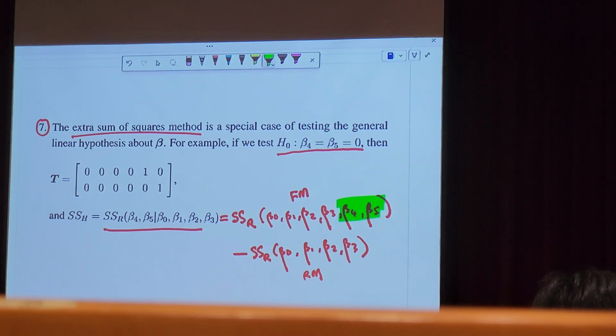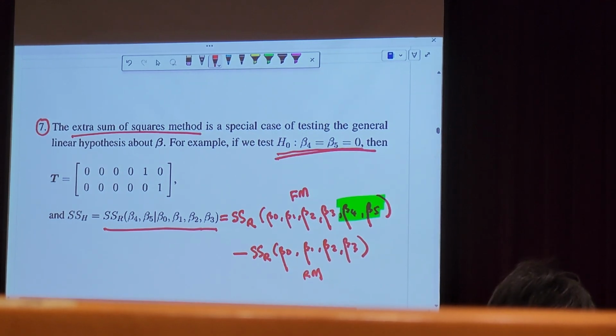And we can write this difference compactly in this form right here. Okay? And this sum of squares that we use for testing beta 4 equal to beta 5 equal to 0 is exactly the same as the SSH that I described to you today based on this T matrix.